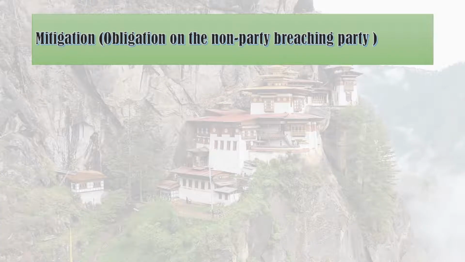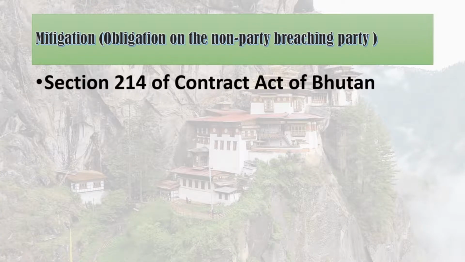So in the Contract Act of Bhutan, Section 214, the doctrine of mitigation is recognized, and this section states that when estimating the quantum of a loss or damage, mitigating measures taken or that should have been taken to minimize the loss or damage by the non-breaching party must be taken into consideration.